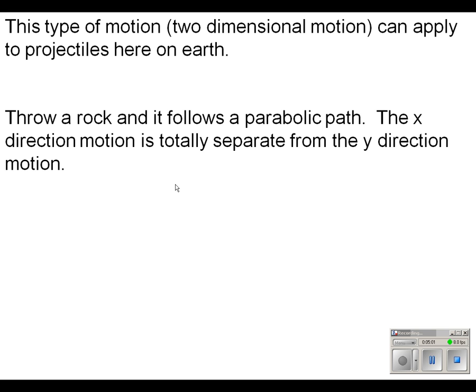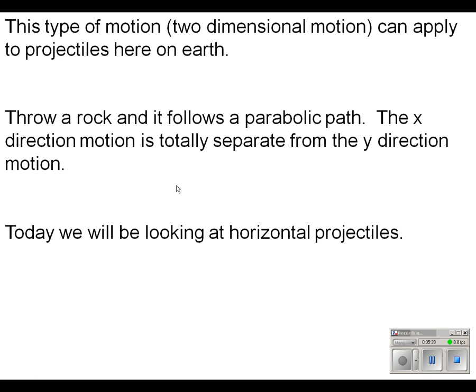the y direction motion. The reason we can say that is because the only force that's acting on the object when it's in the air is its weight, and that weight is in the y direction only. There are no forces acting in the x direction to cause it to accelerate or decelerate because we're ignoring air resistance. So the only force acting on this object when it's in the air is in the y direction. So in all of these projectile problems here on Earth, the acceleration in the x direction will always be 0, and the acceleration in the y direction will always be negative 9.8 meters per second squared.